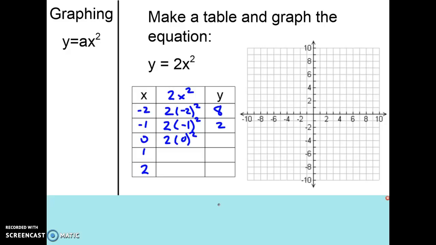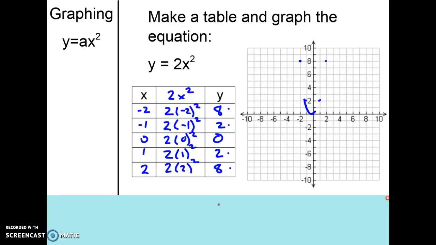0 squared is 0 times, well, 0 times anything is 0. And we have 2 times 1 squared. 1 squared is 1 times 2 is 2. And then we plug in a positive 2. 2 squared is 4 times 2 is 8. Once again, we have those symmetrical. Obviously, that was a little fast. If you need to pause to make sure you get those notes down, that's just fine. Then we're going to plot those points. We have negative 2, 8. And we have negative 1, 2, 0, 0, 1, 2, 2, 8.